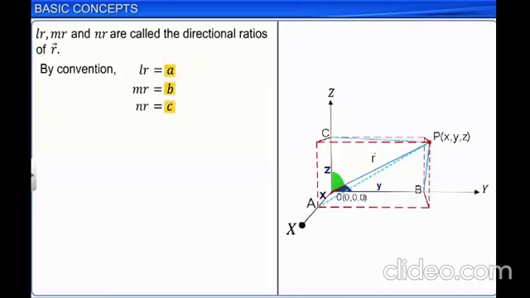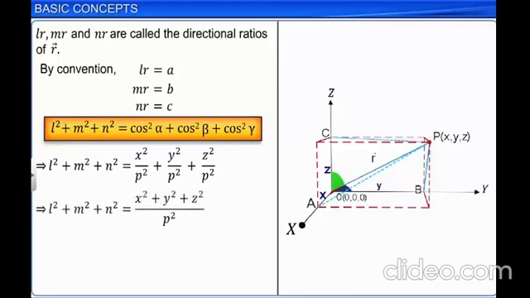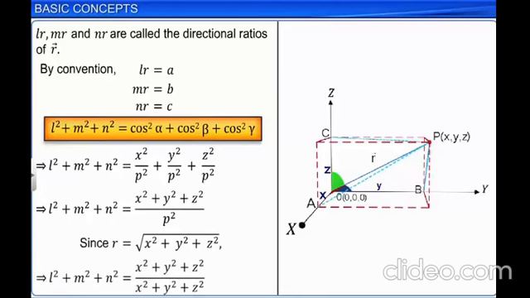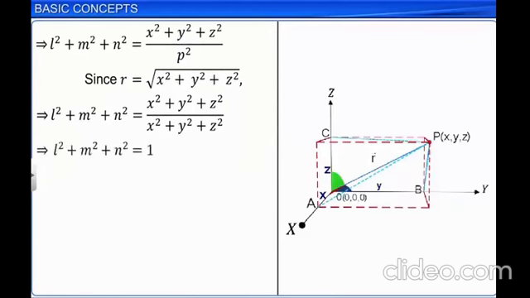Now, let us derive an interesting relationship between the sum of the squares of the direction cosines of vector r. Substituting the values of the direction cosines cos alpha, cos beta and cos gamma from the previous expression and simplifying, we get that the sum of the squares of the direction cosines of vector r is 1. This relationship is true for all vectors.